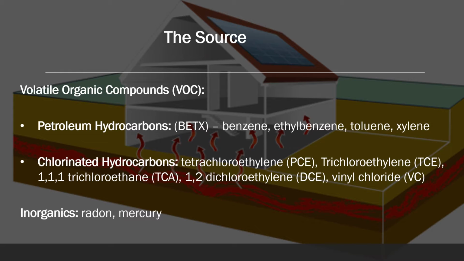The sources of volatile organic compounds come from two places. From petroleum hydrocarbons, we get the BTEXs: benzene, ethylbenzene, toluene, xylene, and we get chlorinated hydrocarbons like PCE, TCE, TCA. We also have inorganic sources for vapor intrusion, those being radon and mercury. While I'm not going to discuss them today, it should be noted that radon was the first vapor intrusive element that was studied and understood. I think it's important to say that any volatile compound can have a vapor intrusive issue associated with it.